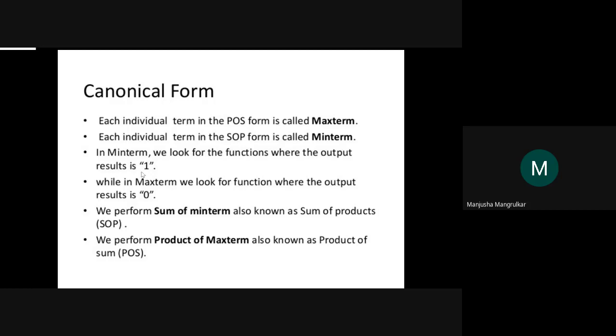Min term means it is 1, that is sum of product has min terms and the output is 1, right? And max term is 0. This you have to remember. In a max term we look for the function where the output result is 0. Product of sum is max term and the output is 0. This you have to remember first, because we are going to use it later on in the K-map.